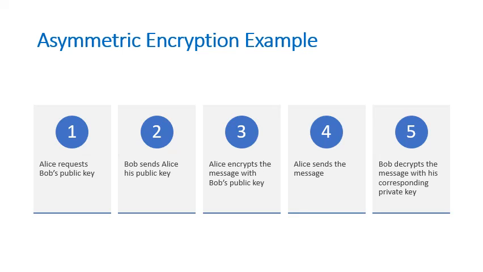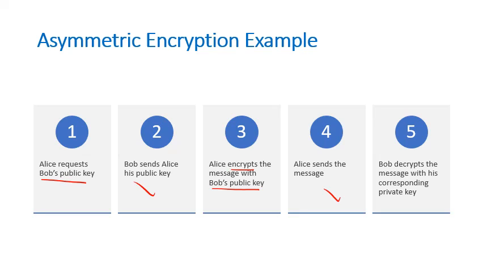So in this example, Alice wants to send an encrypted message to Bob. So Alice requests Bob to send her his public key. The public key is known to anyone. It doesn't really matter who has it. And he obliges. Alice then encrypts the message, not with her own public key, but with Bob's public key, before sending the message.